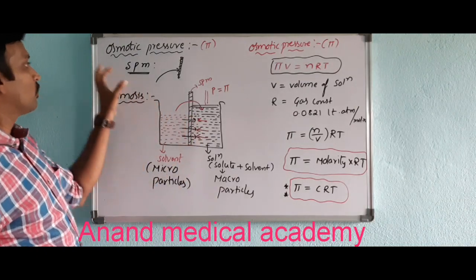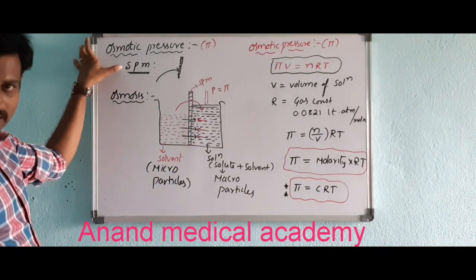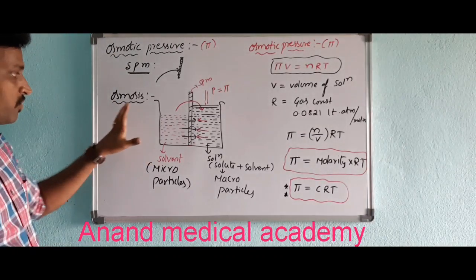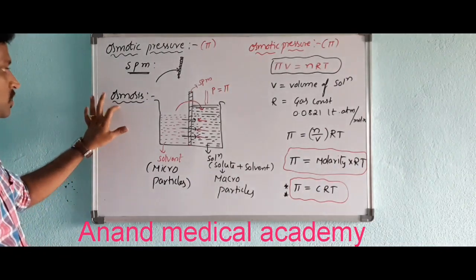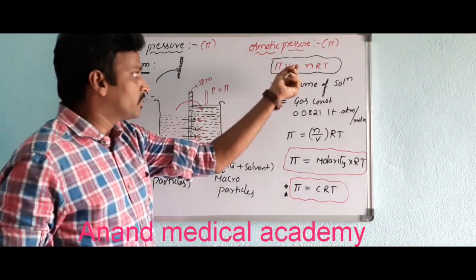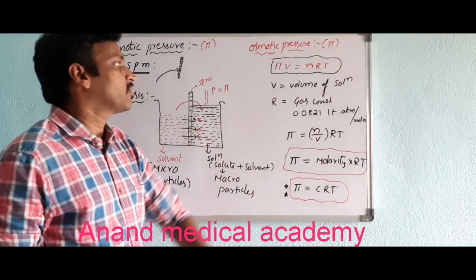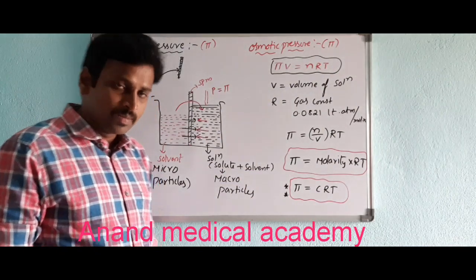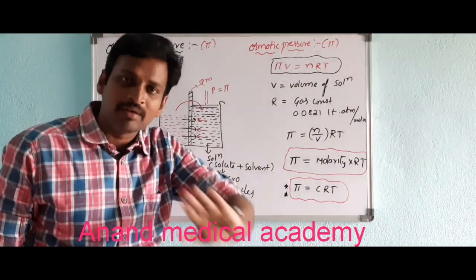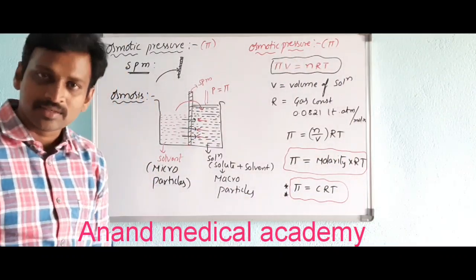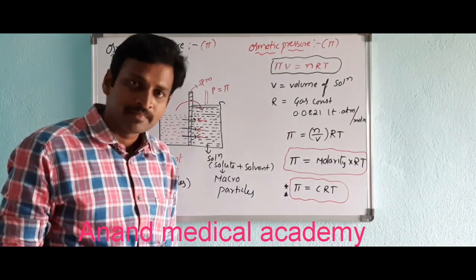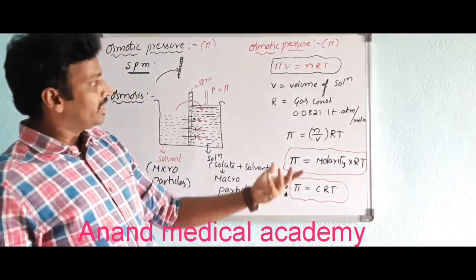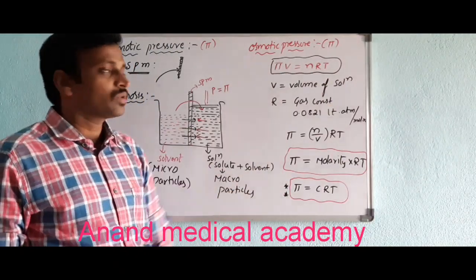So let's see finally what we have here. First, what is a semi-permeable membrane and what exactly is the osmosis process, the flow of solvent and how it happens. Next I gave osmotic pressure, pi V equals nRT, because of ideal behavior: these colligative properties are applicable for ideal solutions only. So with the ideal gas equation, for liquids also you can use pi V equals nRT.